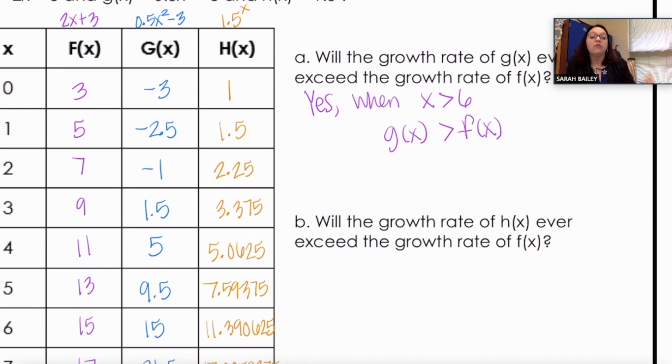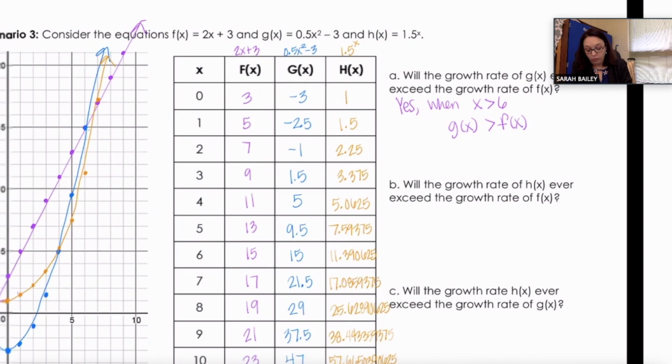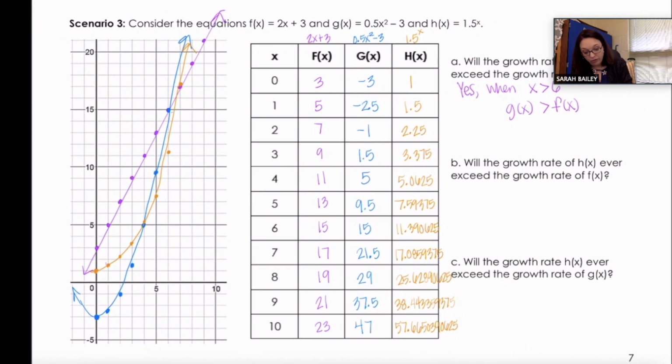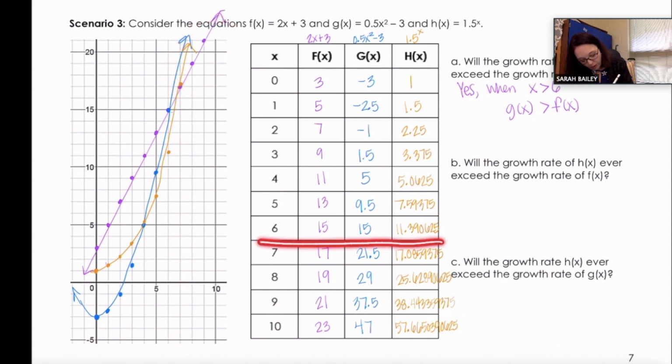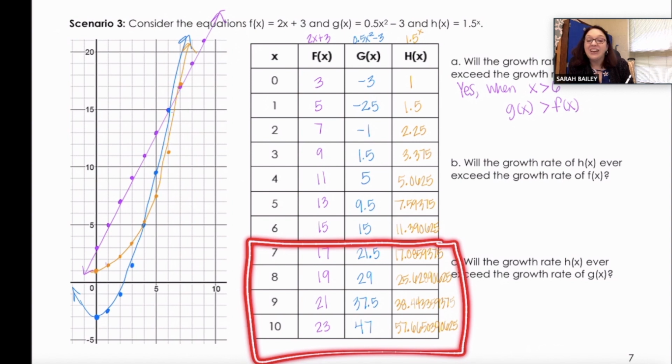B, will the growth rate of h of x, so that's my orange, ever exceed the growth rate of f of x? So we're comparing the orange and the purple. If I look at my graph, when is the orange higher than the purple? That looks like it's happening right here. So at this point, when x is 7, they're about the same. So let's look here. I'm only looking at my orange and my purple. When x is 7, f of x is 17, and h of x is 17.08, which is larger.